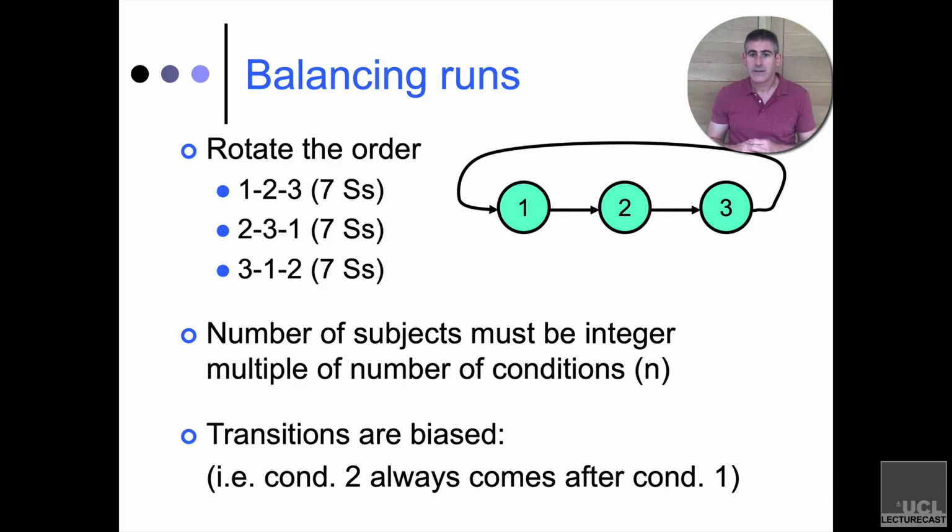On the other hand, this isn't optimal because the transitions are always the same. That is to say, 2 always comes after 1, 3 always comes after 2, and 1 comes back after 3. So if the transitions are important, if 3 always follows 2, maybe that does indicate that there's too much learning that's taken place. So we have to avoid that. Then we need to think about using something a little bit more complicated to avoid biased transitions. That is, the transitions from one condition to another.